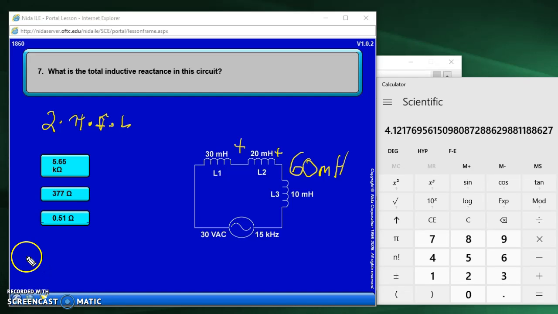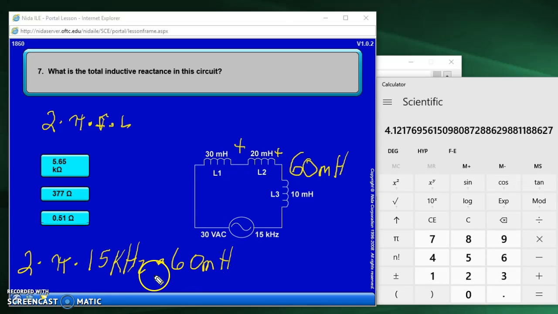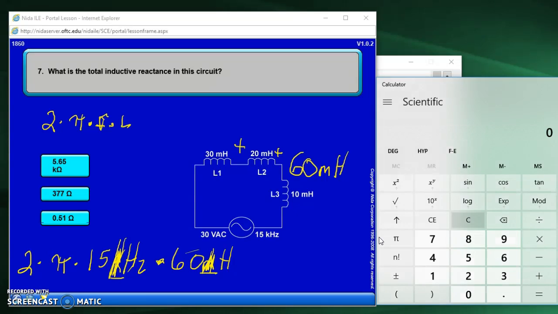So let's come down here. 2 times pi times 15 kilohertz times 60 millihenries. Again, we know this kilo, this milli, we're basically multiplying by 1,000 here, we're dividing by 1,000 here. They're going to offset each other, so it's as if they are not in the equation any longer. So I can just do straight math. I like it when I can just do straight math. Save some steps, so it's clear.